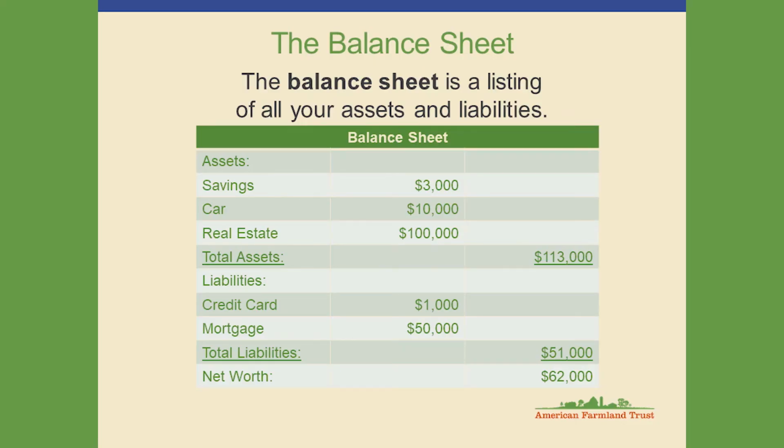So here's an example of a personal balance sheet. So here we have assets of $3,000 in savings, a car that's worth $10,000, and real estate that's worth $100,000. So we have a total of $113,000 in assets. Liabilities against those assets are credit card debt of $1,000, a mortgage of $50,000. So we have a total liability of $51,000. That leaves us with a net worth of $62,000. So pretty basic example. A balance sheet for a business could become much more complicated, but that's the general idea.